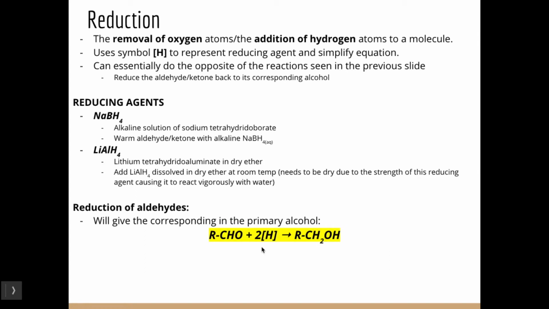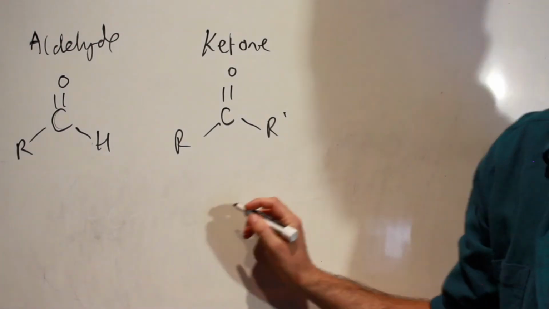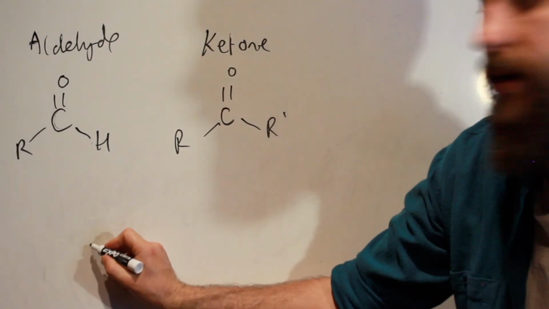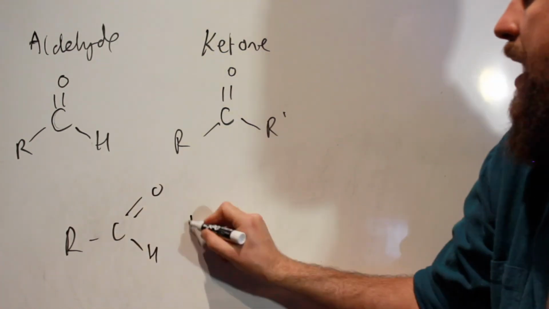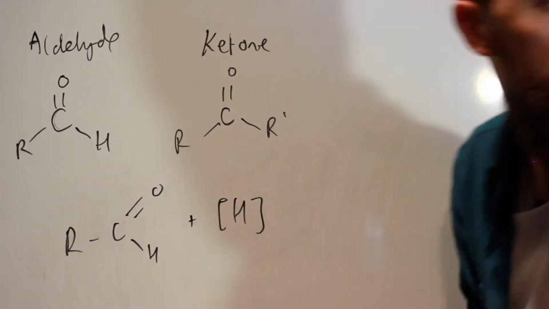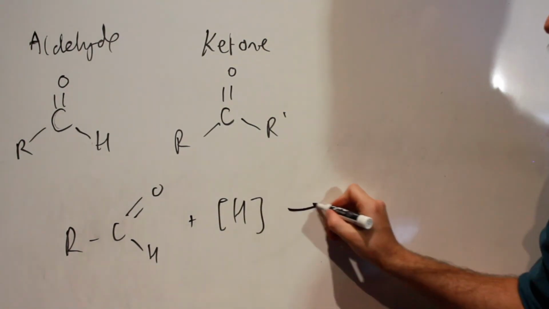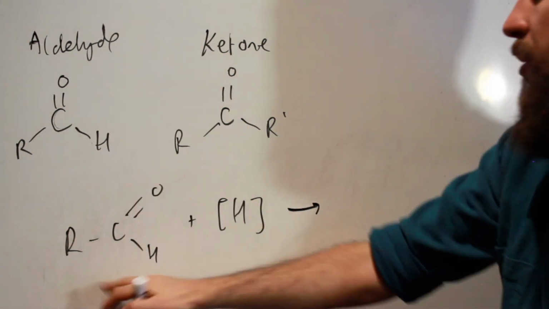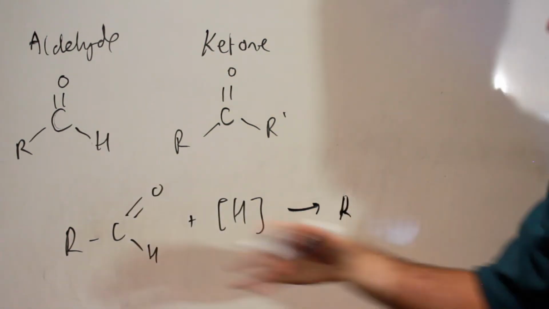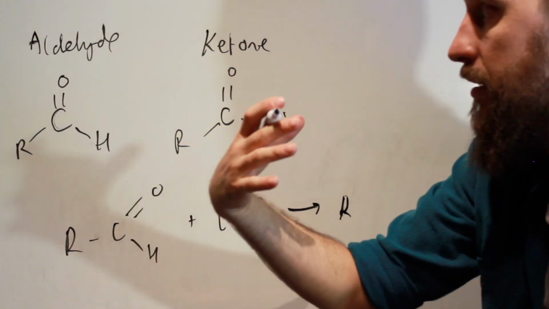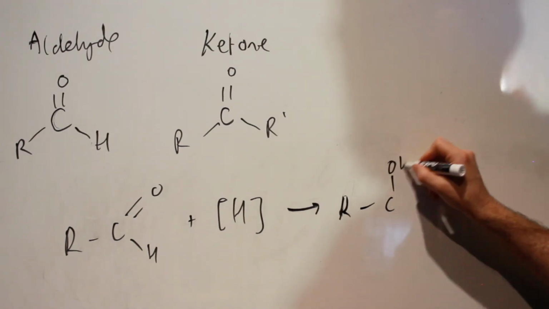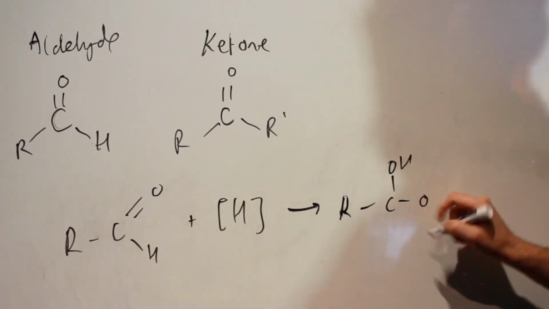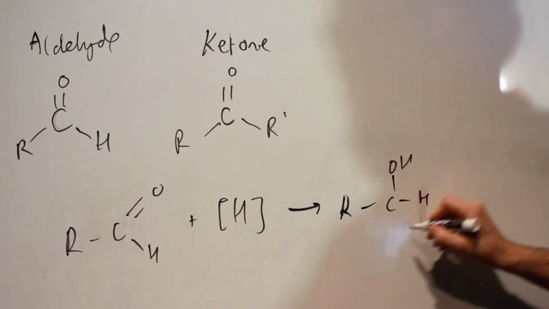So if we do the opposite of some of the reactions we just looked at, this time I'm going to start with the aldehyde. So I'm going to start with the R, plenty of space, like that. And we have our reducing agent. And then we'll always form the primary alcohol if we're reducing an aldehyde, for the same reason that we always form an aldehyde if we're oxidizing a primary alcohol. So we end up with the aldehyde reduced to the primary alcohol.